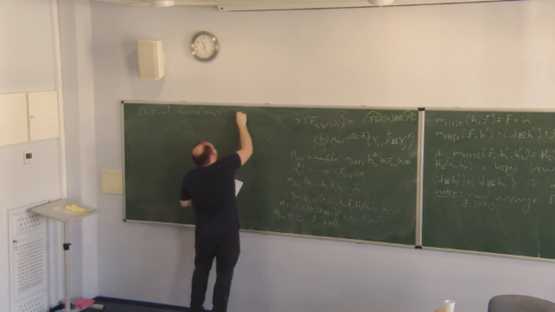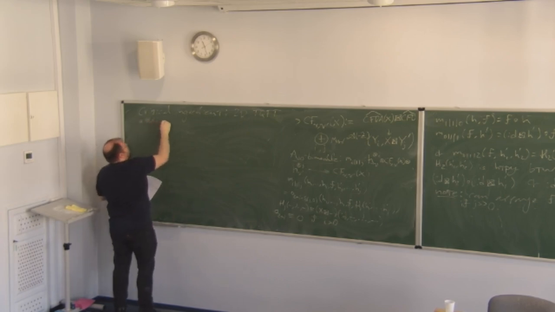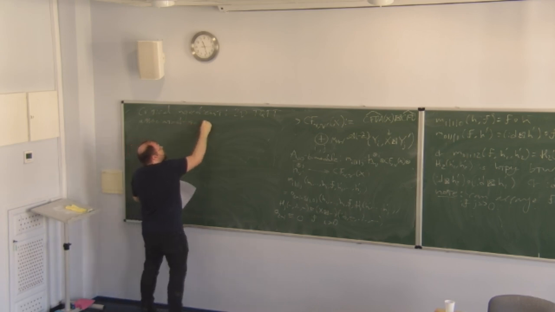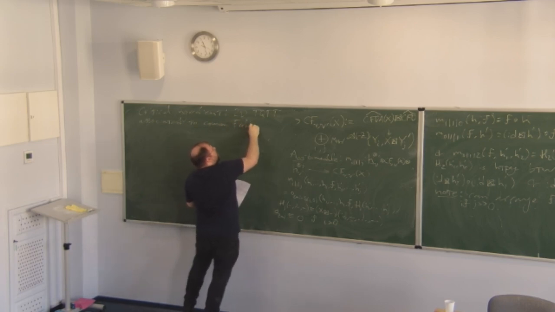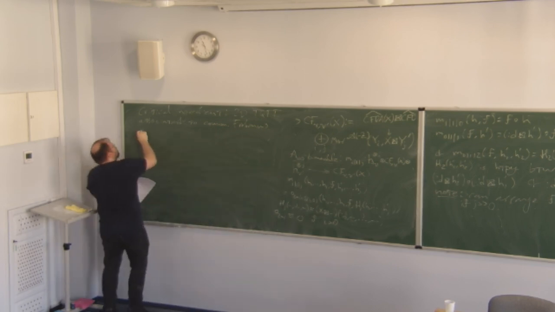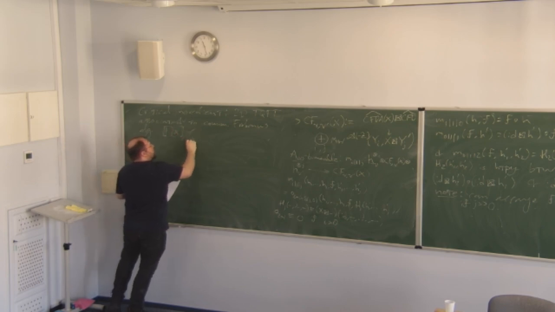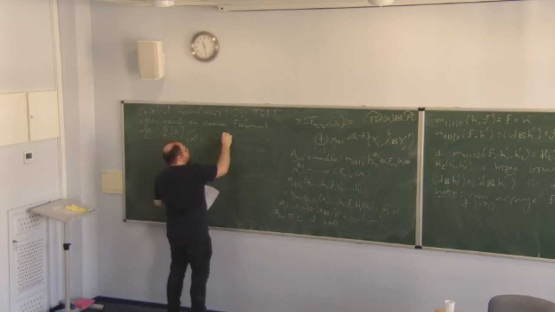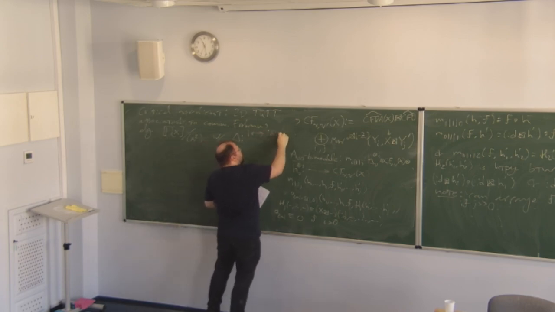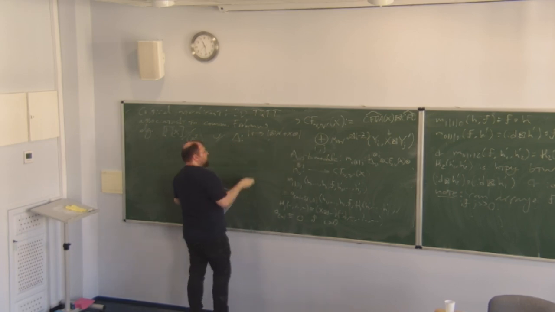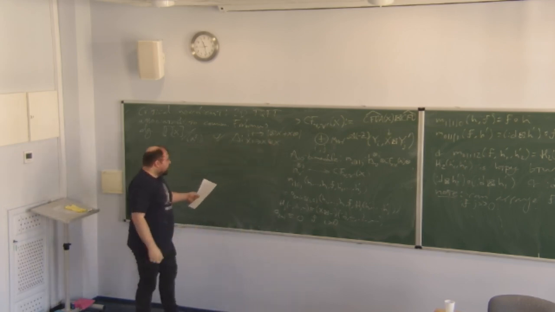is the 2D TQFT associated to the commutative Frobenius algebra F, which is Z[x] mod x squared, with comultiplication delta given by 1 goes to 1 tensor x plus x tensor 1, and x goes to x tensor x. And I will tell you how in just a second.